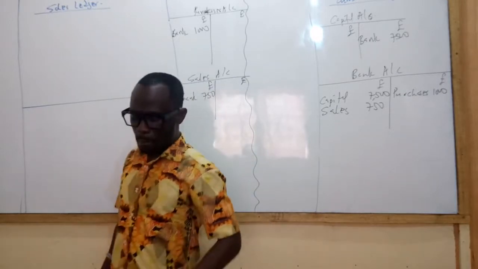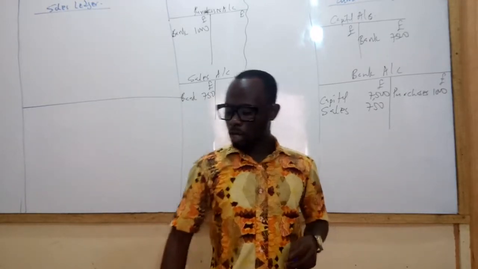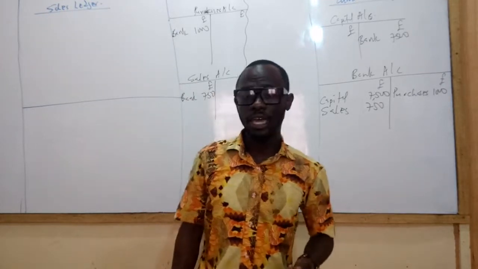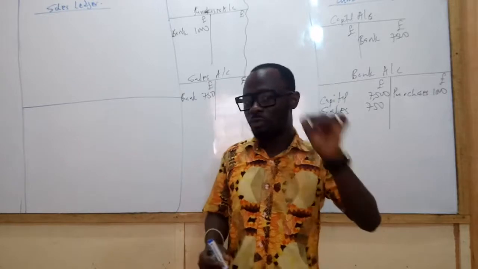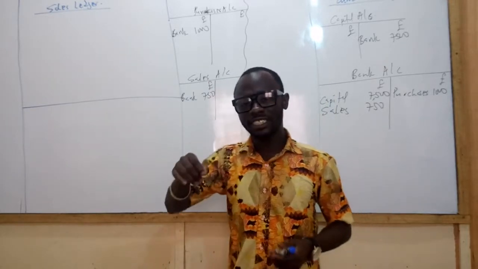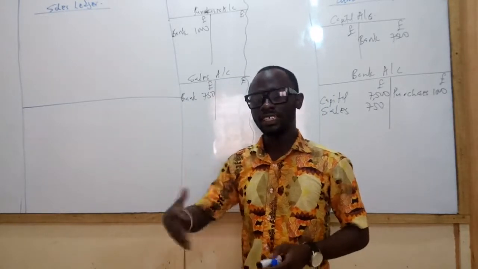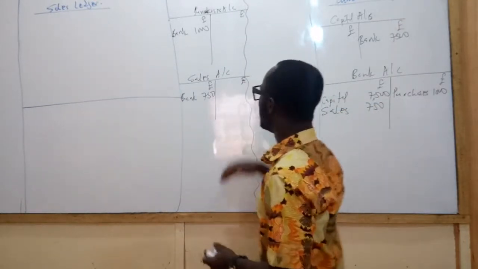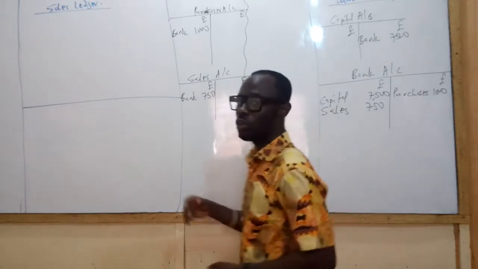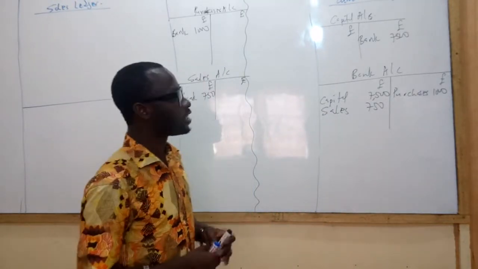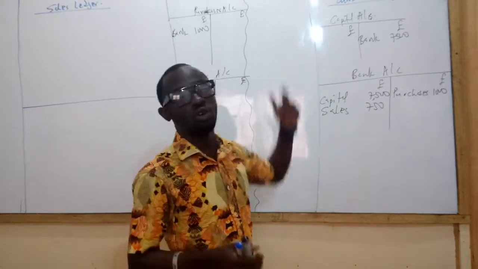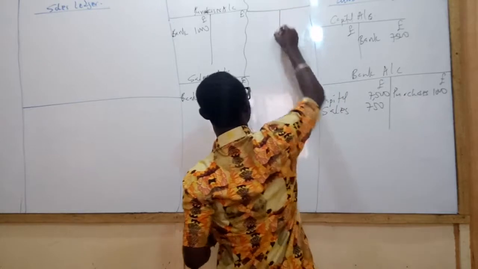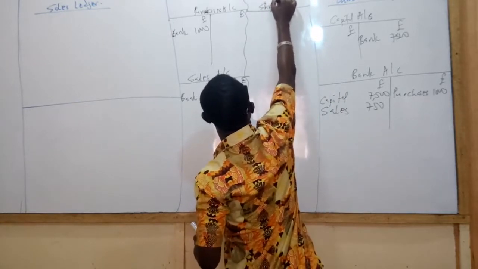Next one. 6th May. Bought shop fittings for £2,000, paying by check. Now, shop fittings is an asset, okay? It's like a kiosk, like a shop. You bought shop fittings. So that is an asset. So we need to open what? The shop fittings account, and certainly that also goes in the general ledger. So let's put that here. Shop fittings account.